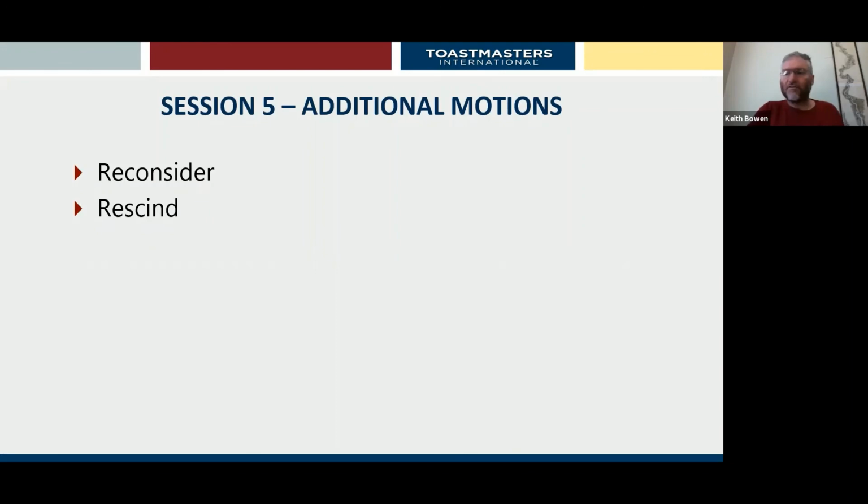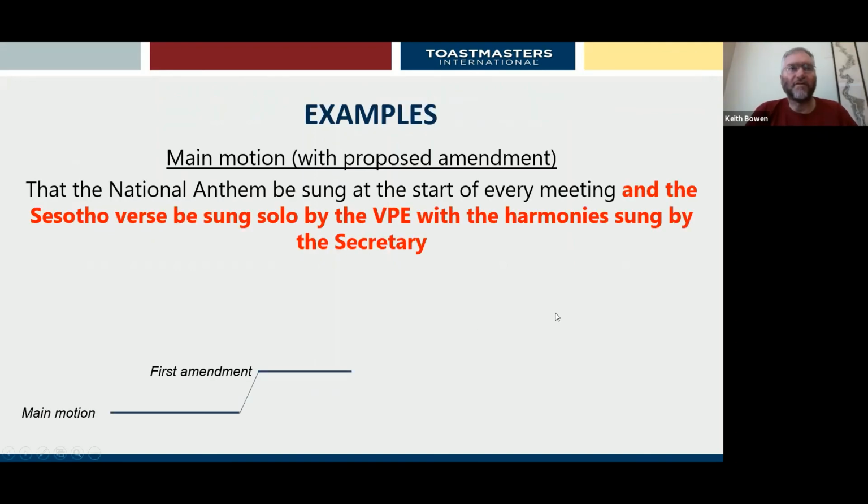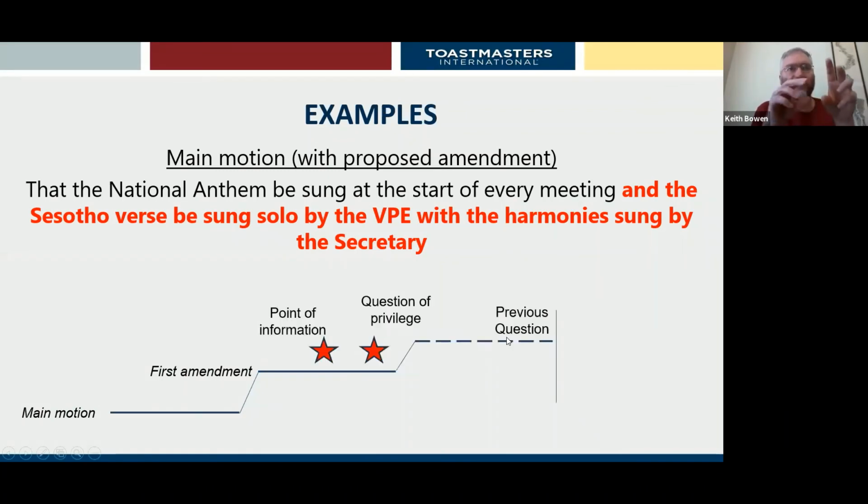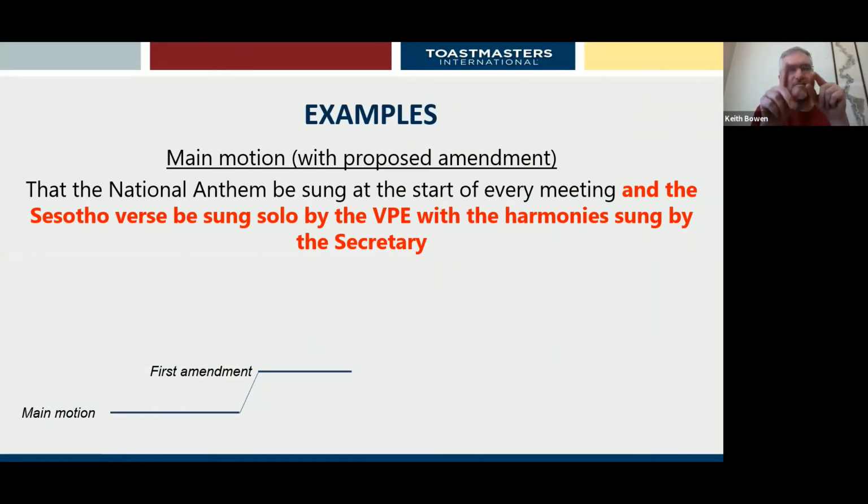So what I'd like to do is, in the last little bit of time, we can do questions, but I've got a couple of examples and we can maybe talk around the examples. So I'm afraid you're going to have to do a little bit of clever work there to show. So let's say we go back to our previous example where we were talking about the national anthem and the First Amendment is being discussed, and it's been modified with the harmonies by the secretary. Now, someone pops up with a proposal and it's one of the subsidiary things.